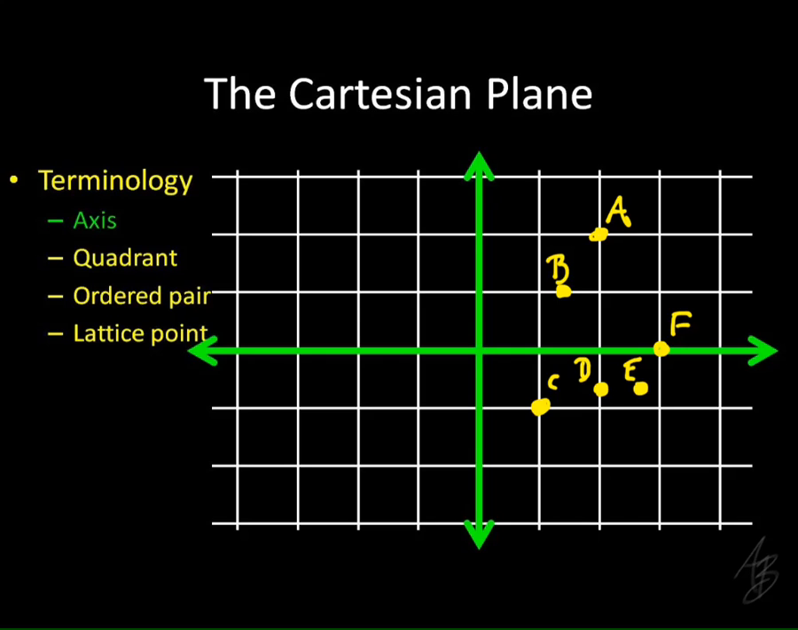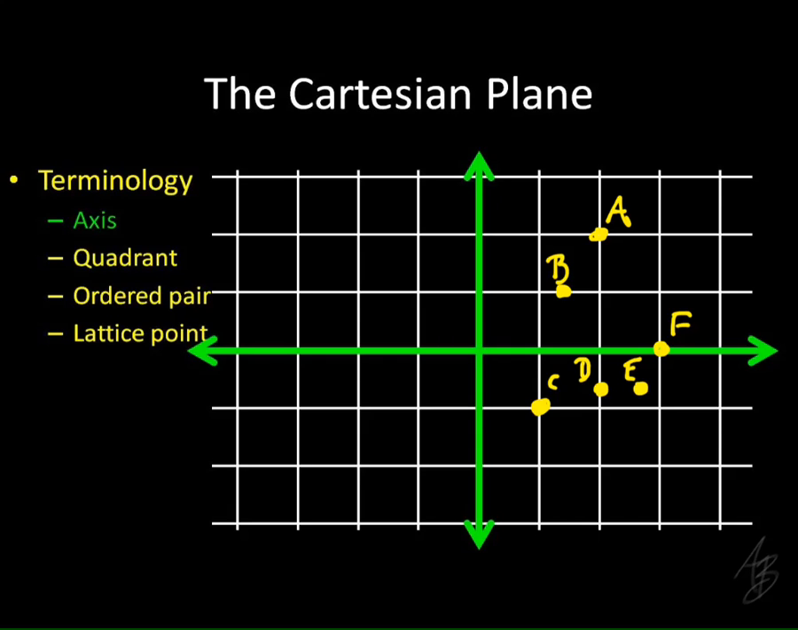Jake? No. William? A, C, F. Why? Because they're on the thing. I don't know what things are. The lattice points, man. Okay, they're on the grid lines. Grid lines would be an appropriate word to use there.